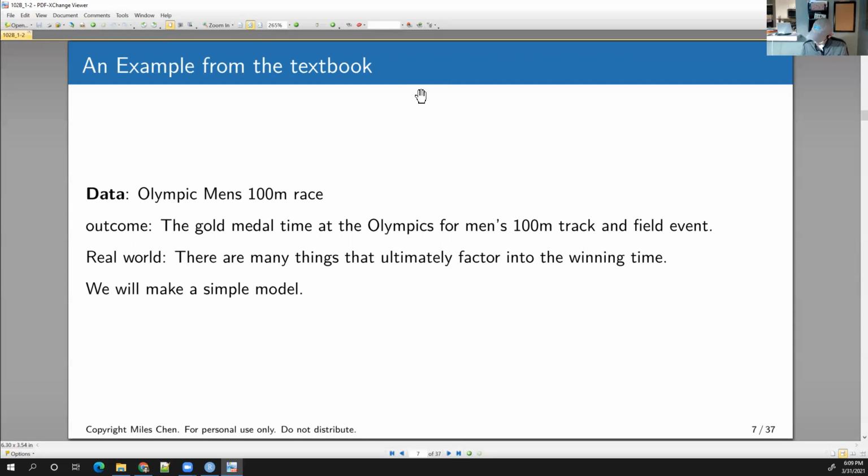So the example is on the Olympic men's 100-meter race. This is the foot race that Usain Bolt runs and stuff like that. And we're looking at the gold medal time for the 100 meters track and field event, right? So that's the outcome. And in the real world, there are just tons of different factors that go into the winning time, right? Why was one year faster than another year? It all depends on the individual and, I don't know, track conditions and things like that. And what we're going to do is try to make a simple model.